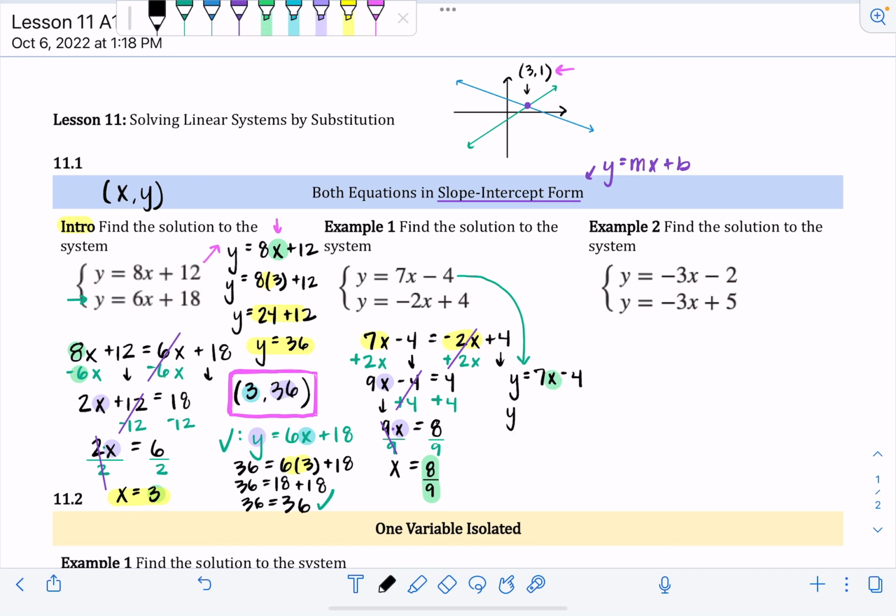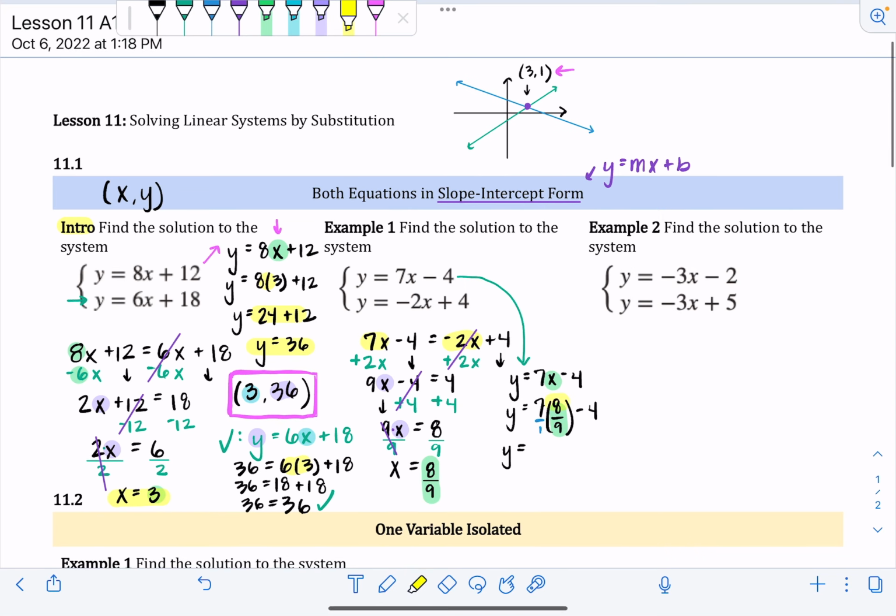So this is going to be y equals 7 times 8 over 9 minus 4. So the 8/9 just replaces the x. And then we have to simplify that half of the equation to get our answer for y. So if it's helpful, you can write 7 over 1, and then when we multiply a fraction, we just multiply straight across. So y equals, and then I'll multiply straight across. 7 times 8 is 56 over 1 times 9 is 9.